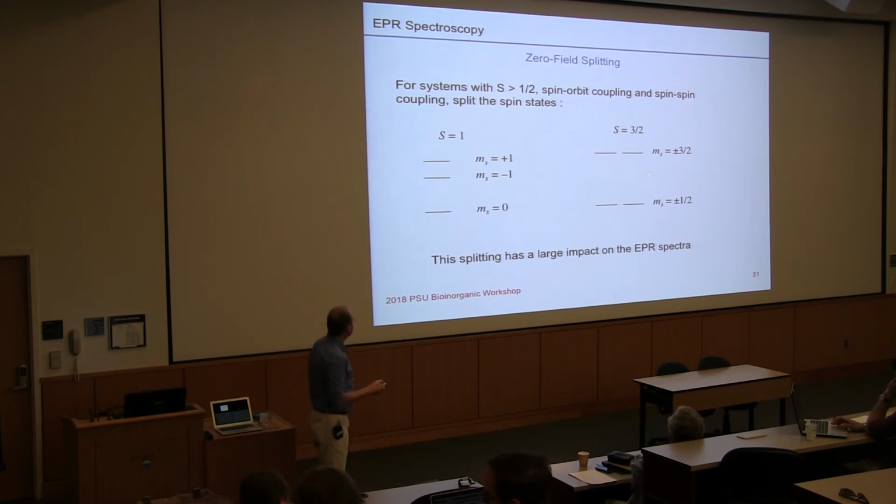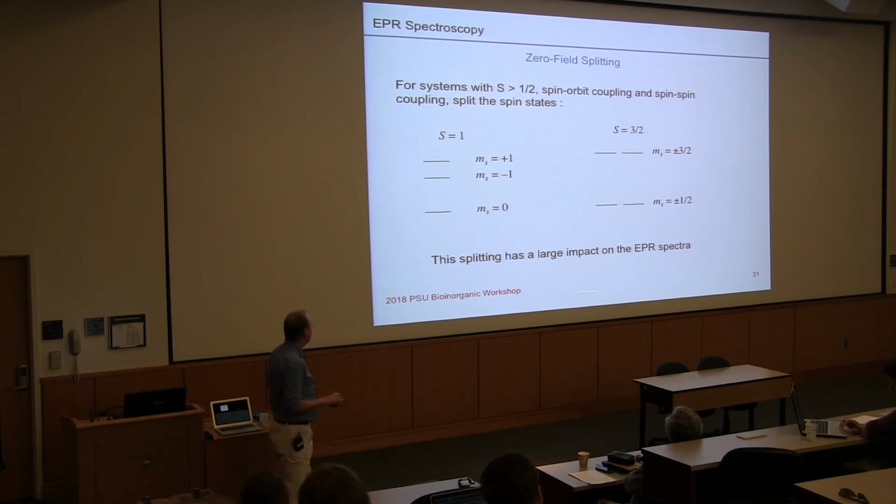If we have half-integer spins, then we get pairs of levels for the m sub s levels, which have the same magnitude but opposite sign, right? So we get a pair of levels, for example, here with m sub s plus and minus 1/2, and then a pair of levels for plus minus 3/2, and so on. So if I had a 5/2 system, then we'd have a pair of levels where m sub s is plus minus 5/2.